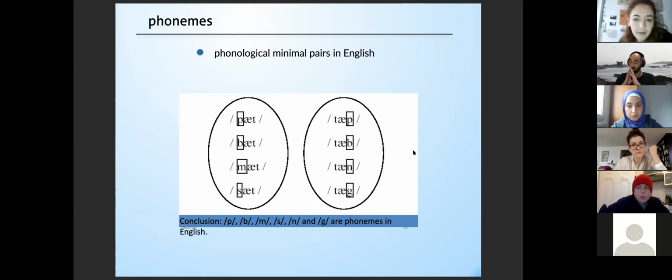Because when you change them, the meaning of the word can change, and it's the minimal thing you have to change in order to change the meaning of the word. Right. But within phonemes, for instance, p and b would form a minimal pair, but p and t wouldn't.